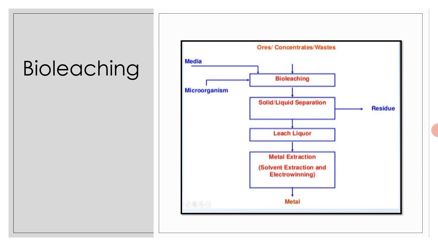After that, the leach liquor will be produced, and from that leach liquor the metal extraction can be done, using processes such as the solvent extraction process and the electrowinning process. With the help of these processes, we can extract the pure metal from the mineral ore. So this is the diagram of the bioleaching process, how it takes place.